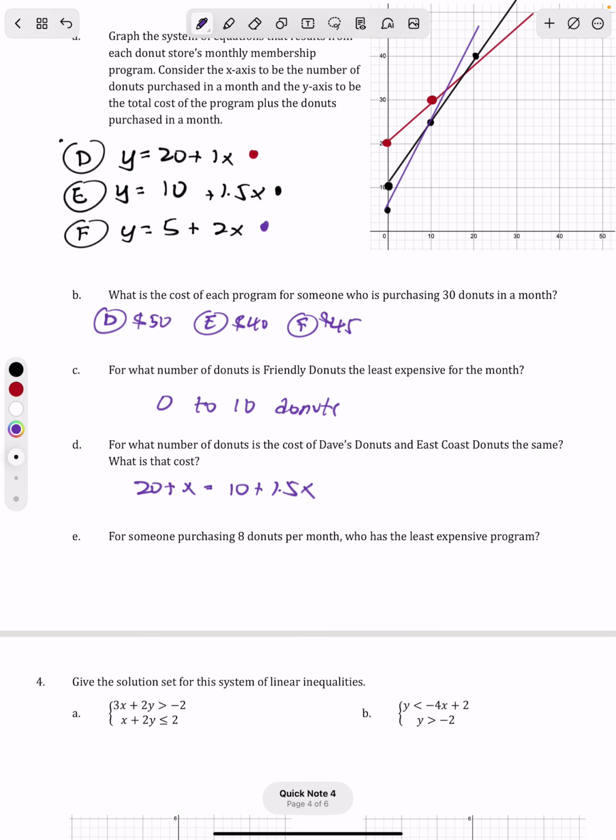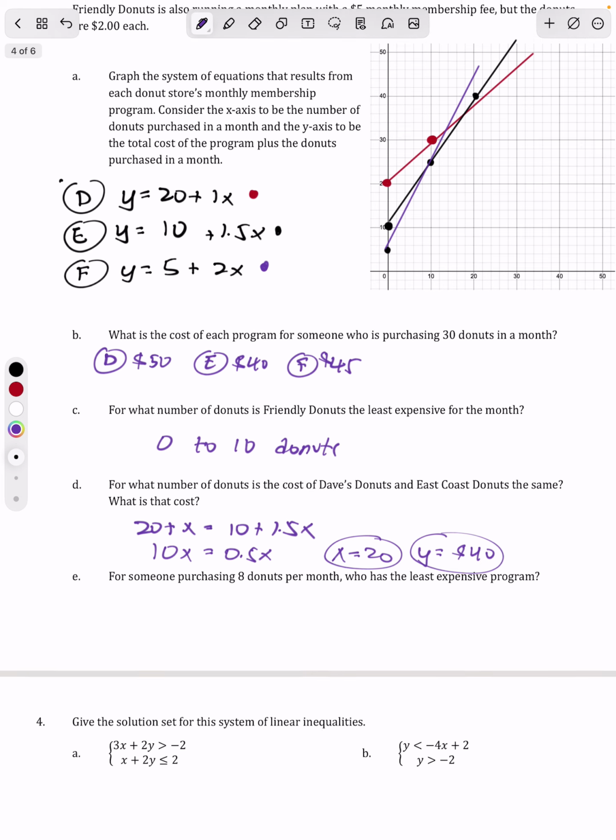I subtract 10 to the left, I do get 10 here. I subtract X from both sides, I get 0.5X. And if I divide by 0.5, I get X equals 20 donuts. And what is the cost of buying 20 donuts at each place? Well, it should be the same, right? Because they're equal. So 20 plus 20 for Dave's, that's 40 bucks. And 10 plus 30 for East Coast, yeah, it's 40 bucks. So that answers both questions: 20 donuts and $40.